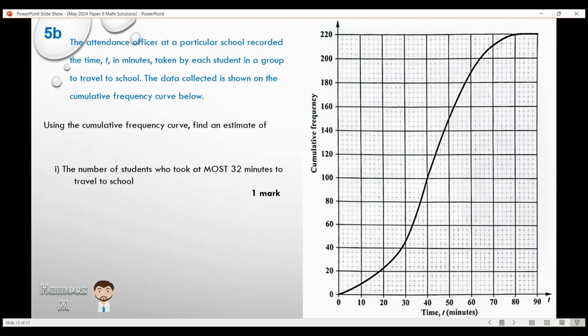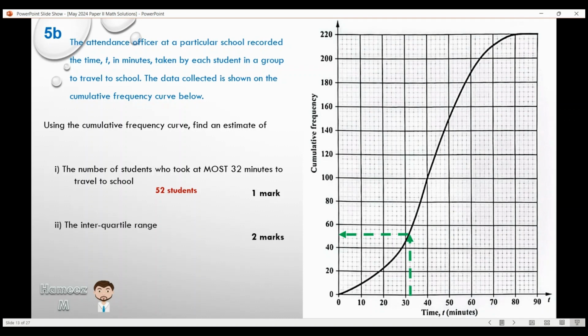So if we look at our axes, where can we find 32 minutes? Minutes is on the x-axis or the horizontal axis. So what can we do? We can draw an arrow up from 32, and where it intersects with the curve, we can now go to the left and recognize that. So we found that 52 students at most took that length of time to travel to school. And let's go on with part 2.